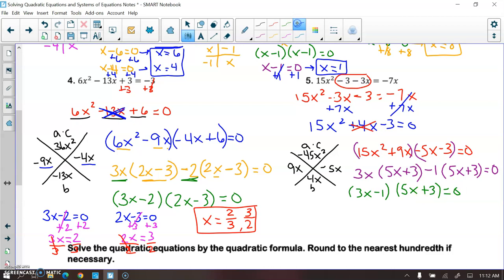And now setting both of those binomials equal to 0, we then solve for x. I'm running out of time in this video, so I'll have you do that yourself, but you should wind up with x is equal to 1/3 and a negative 3/5. We are going to review the quadratic formula in the next video.